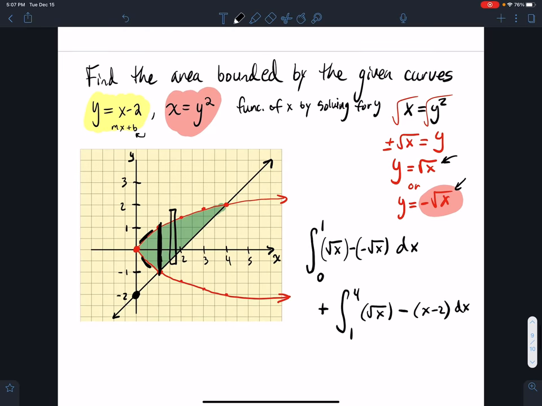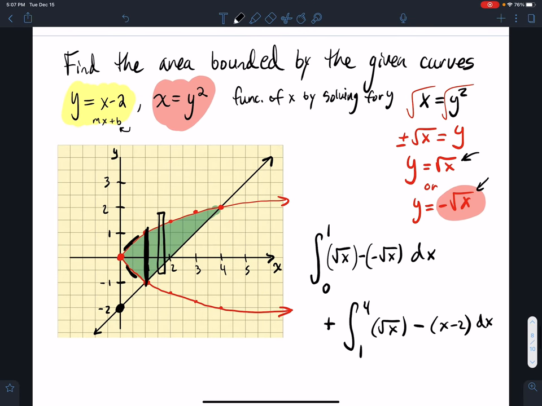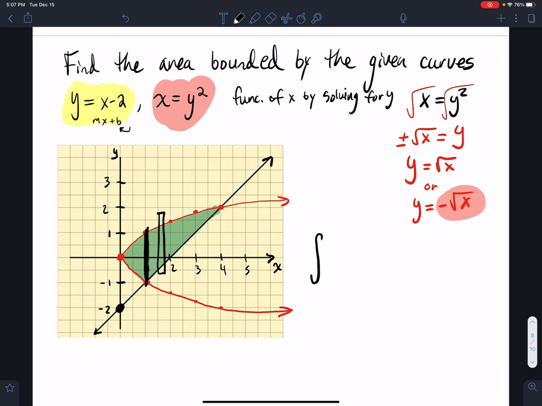But in this video, I want to show you how to do this problem where it's y easy. This is not a good problem to do x easy on. This is a good problem to do y easy on. So that's what we're going to do here in this video. I'm going to show you how to solve this problem where you're using y easy. Now I solved for y here so that I could graph it easier.